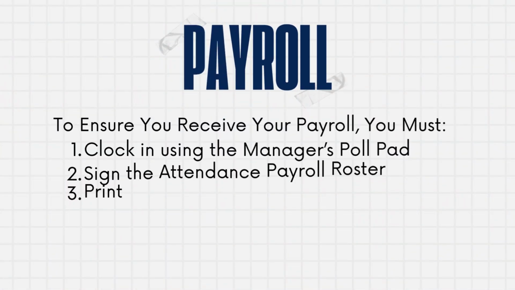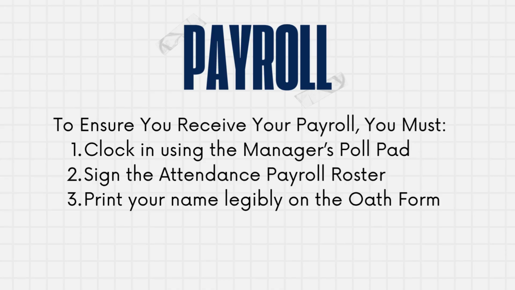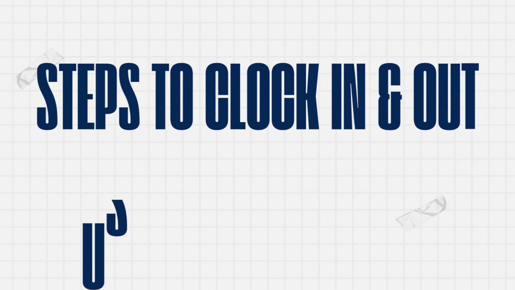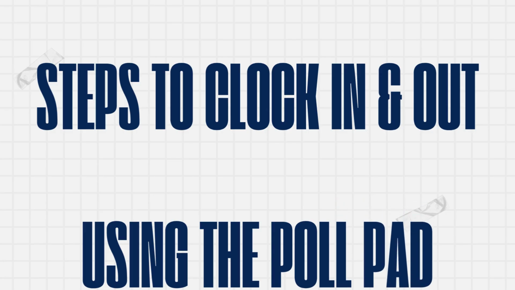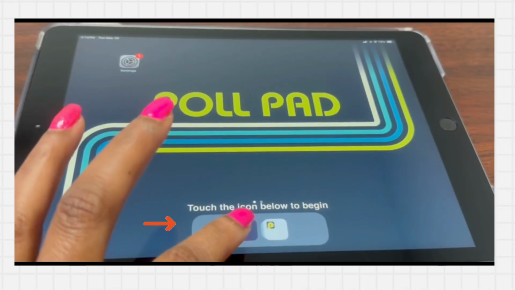Payroll. To ensure you receive your payroll, you must clock in using the manager's poll pad, sign the attendance payroll roster, and print your name legibly on the oath form. Steps to clock in and out using the poll pad. Now, let's walk through how to clock in and out using the poll pad. It's quick and easy. Just follow these steps.